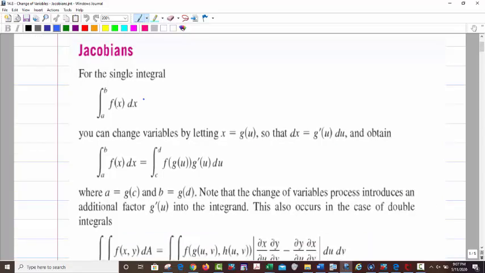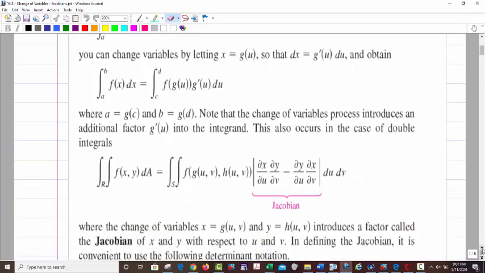Now let's start with a single integral that we're familiar with, the integral from a to b of f of x dx. Suppose that x equals g of u, and therefore dx would be g prime of u du. In other words, g prime of u is just dx du, and it would then look like this. And then we would let a be g of c, and b would be g of d. Now when we come down here, you see it's putting a g prime of u into the integrand.